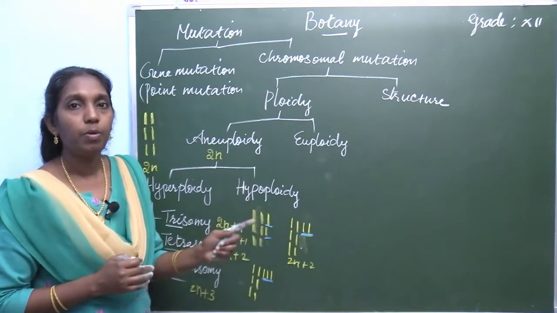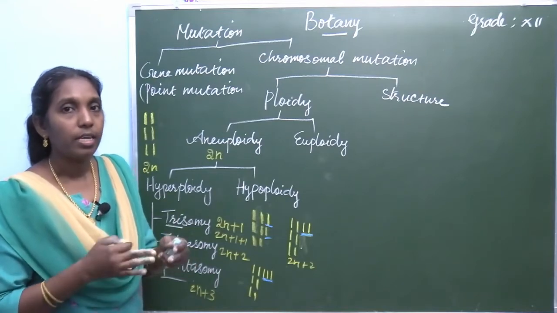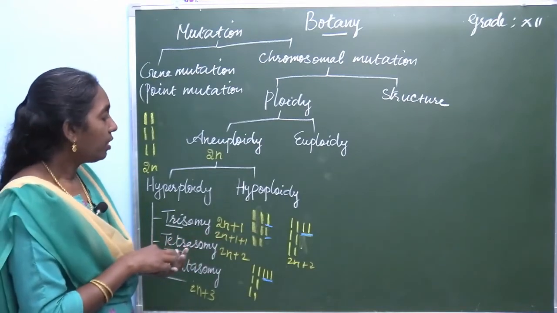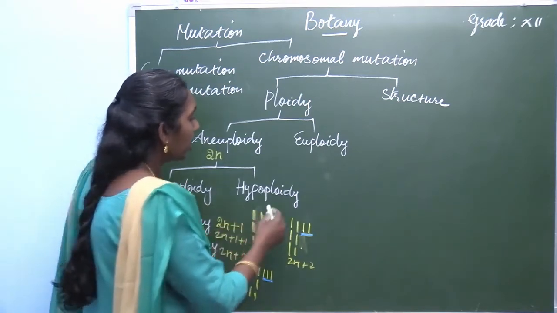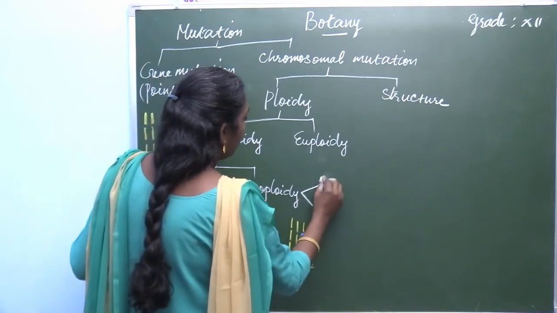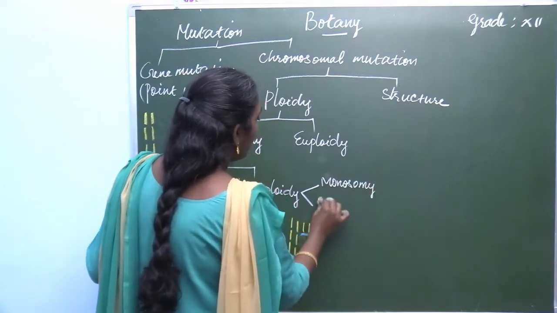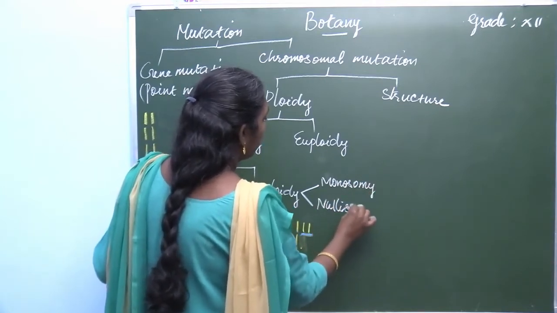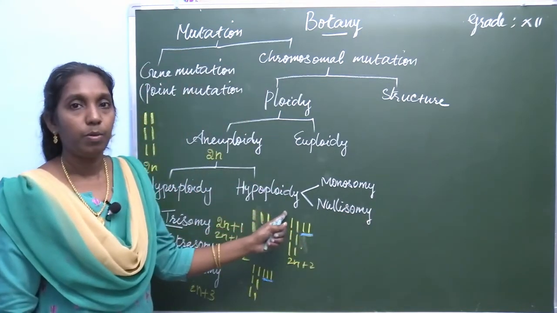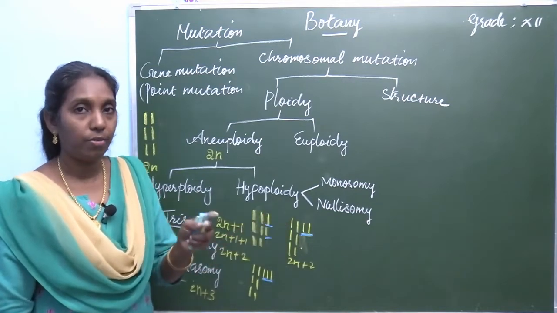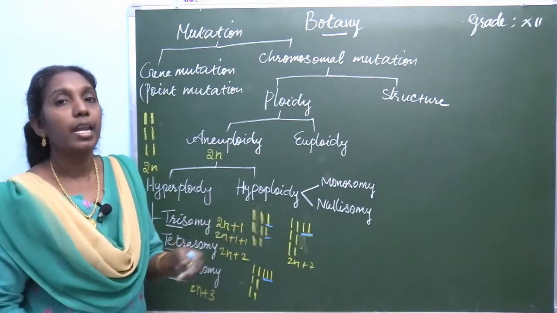Hypoploidy, deletion of chromosome number. The chromosomes can be deleted. When deleted, it is again classified into monosomy and nullisomy. There are 2 different types of hypoploidy: monosomy and nullisomy.